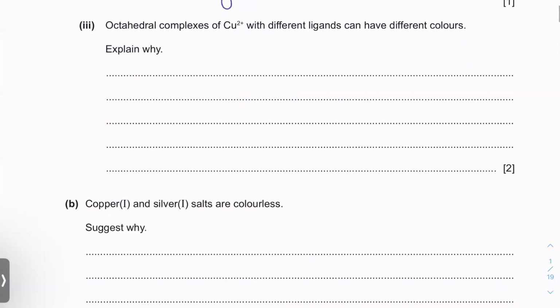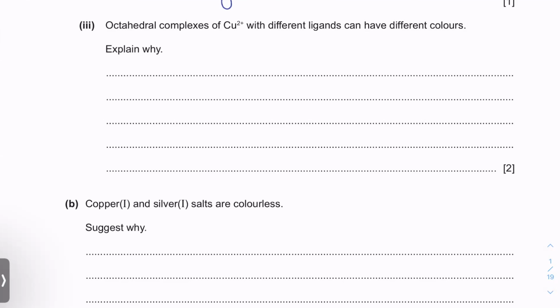Okay, octahedral complexes of copper 2 with different ligands can have different colors. Explain why. So again, where do colors come from? They come from the change in energy, the gap in energy that they have. And those gaps correspond to different frequencies of colors that are absorbed.